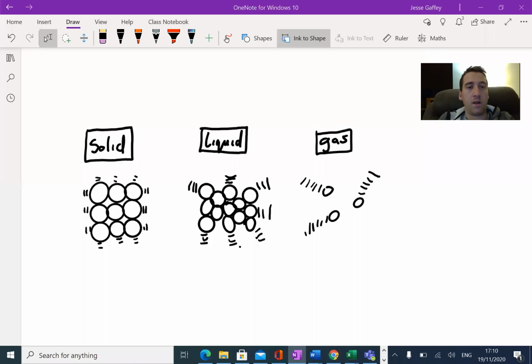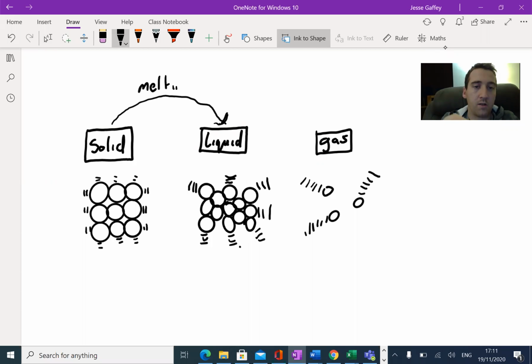Okay, so we're going to look at some of the changes of state. What is a change of state? It basically means matter or substance is going from one state to another state. So, for example, when a substance goes from a solid to a liquid, and we can show this using an arrow like this, this is what we call melting.